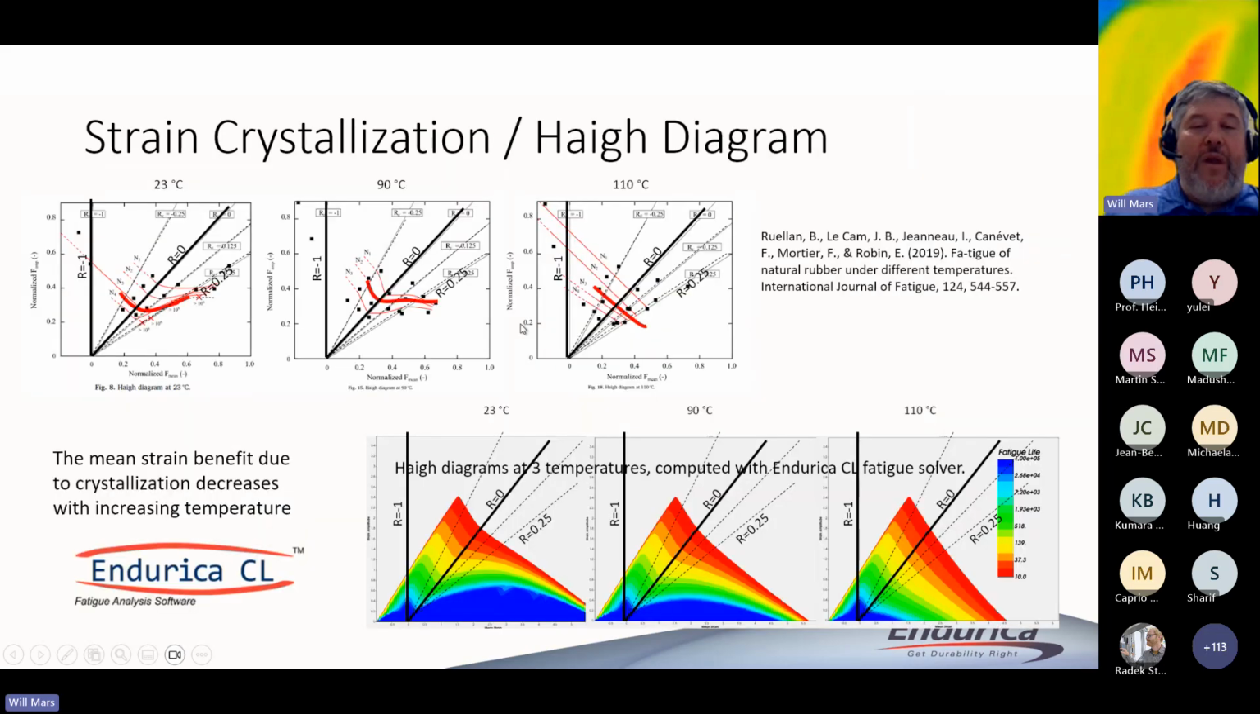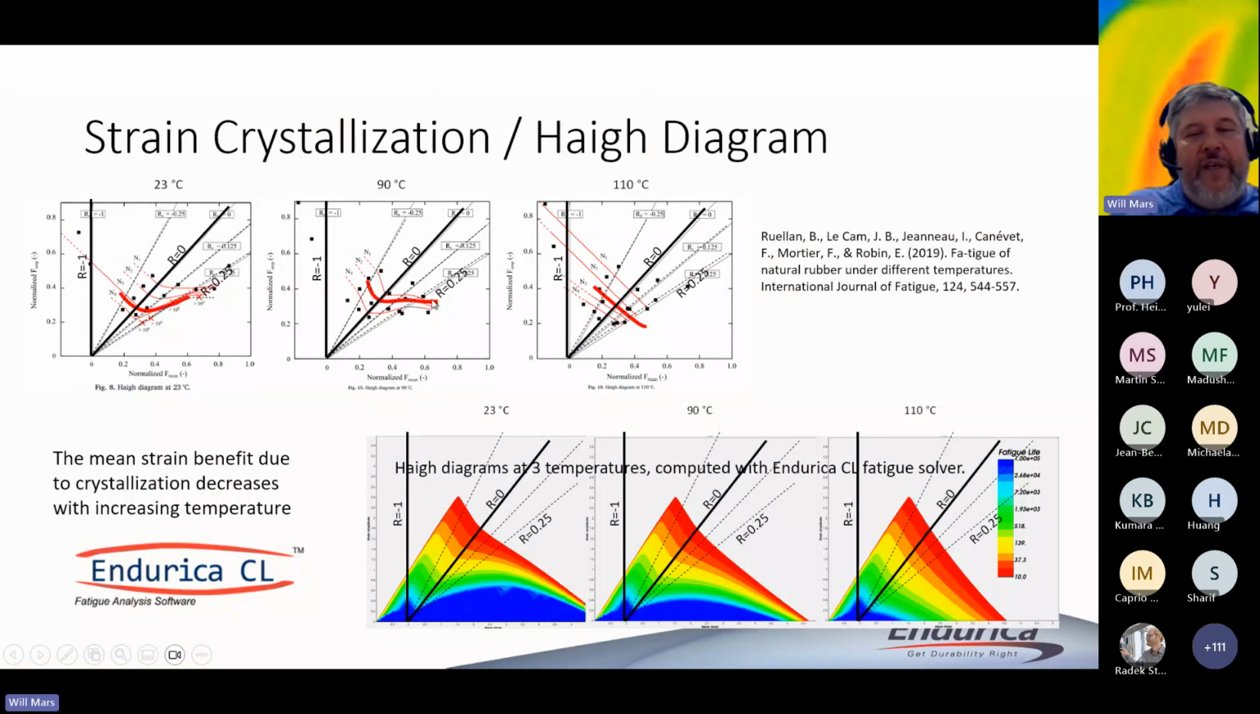Now this same effect is manifest in many other fatigue tests. This is some work from Lecom's group. You can see on the top row, these are experimentally generated Haigh diagrams. These show the fatigue life dependence, where the x-axis is the mean stress and the y-axis is the stress amplitude. These plots just show you contour lines of equal life in the space of stress amplitude and mean stress. And what I want you to notice is there are 3 different maps here: one for room temperature, 23 C, one for 90 degrees C, and one for 110 degrees C.